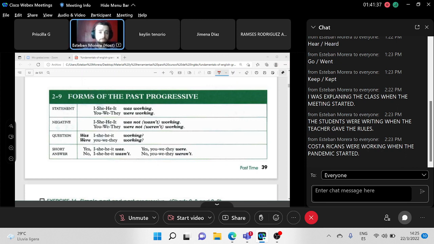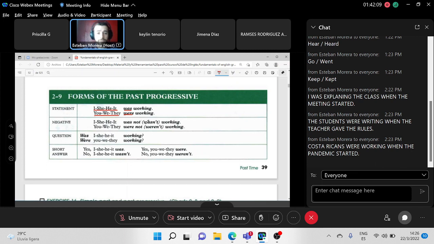Okay, pay attention to this. Past progressive tense. Positive sentences, negative sentences, questions, and short answers. Positive sentences, guys, we use was for I, for he, for she, and for it. And we use were for you, for they, for we. So we say, I was working, she was working, he was working, it was working, but you were working, we were working, they were working.